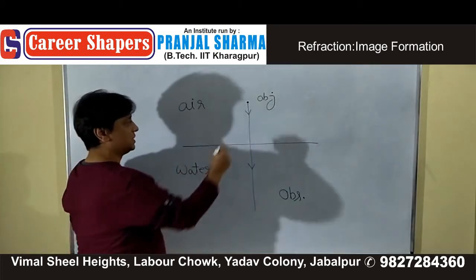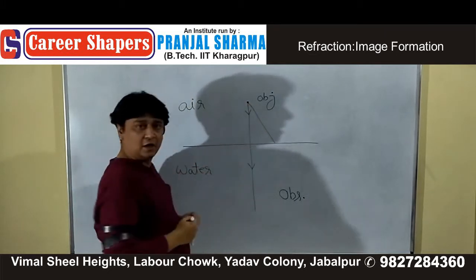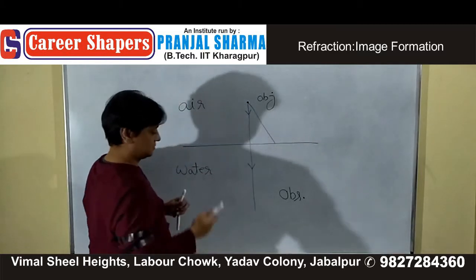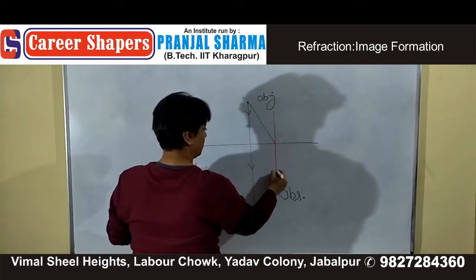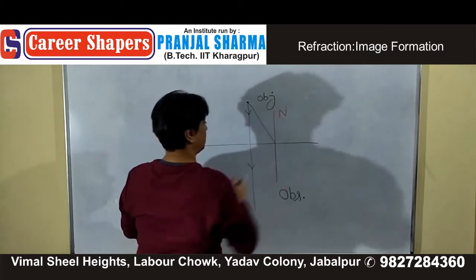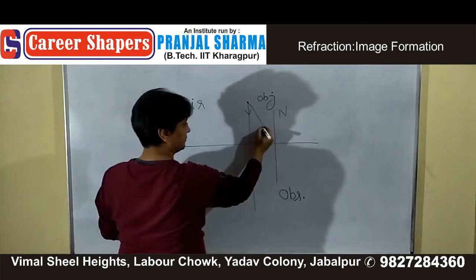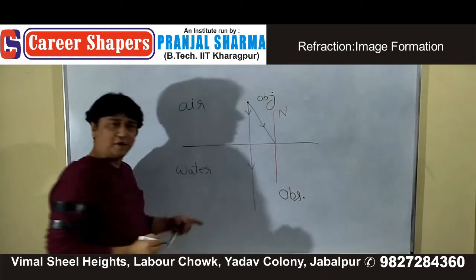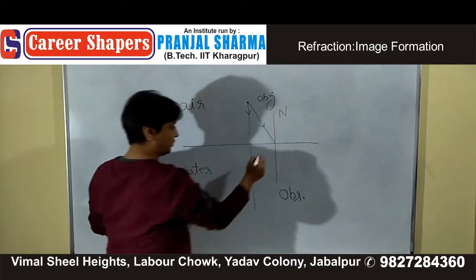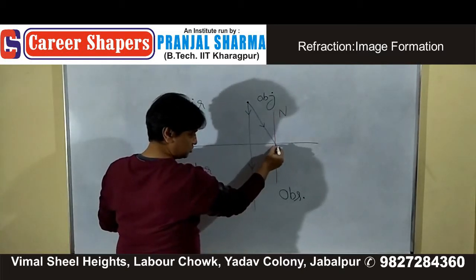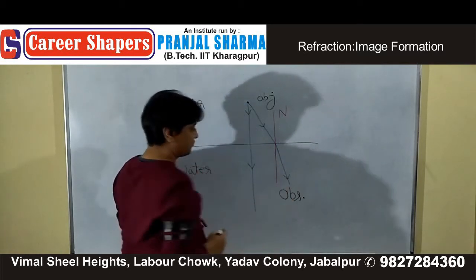Then you go for the second incident ray. That's your second incident ray. And then you draw a normal. That's the normal. This incident ray is coming from the rarer medium and is entering into a denser medium, and therefore it bends towards the normal. That's your refracted ray.